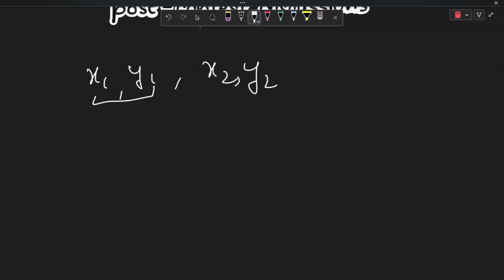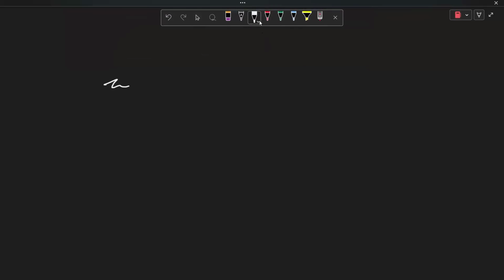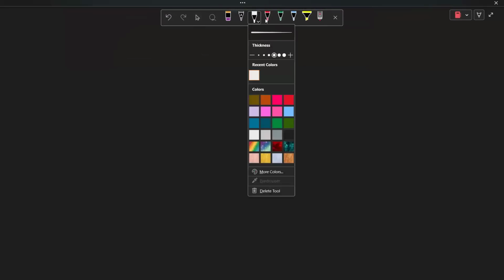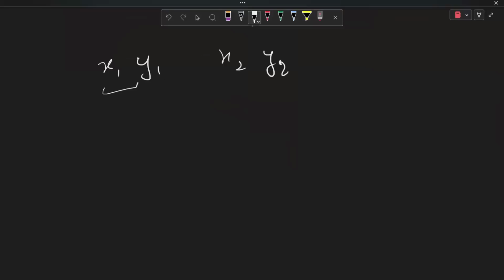x1, y1 represents the score at some time, and x2, y2. Sorry, what's happening? Just a second. Okay, sorry, there was some glitch. So we have x1, y1 representing the score at some time, and x2, y2 the score at some other time.